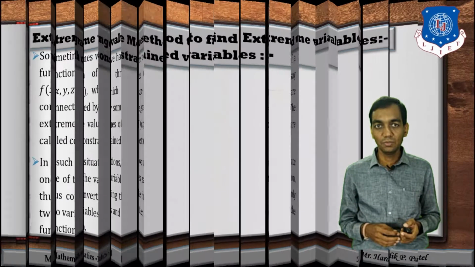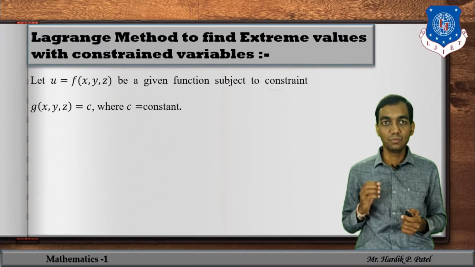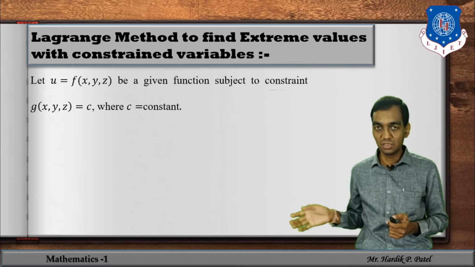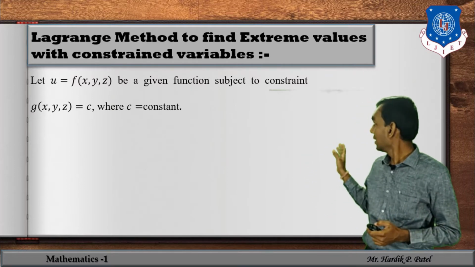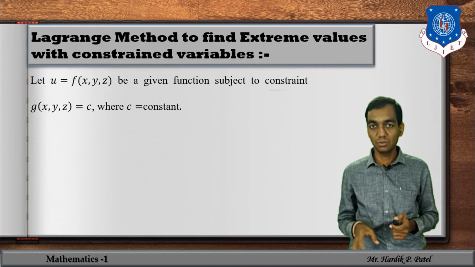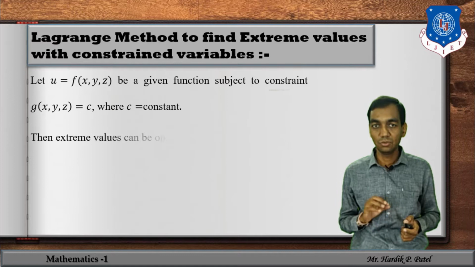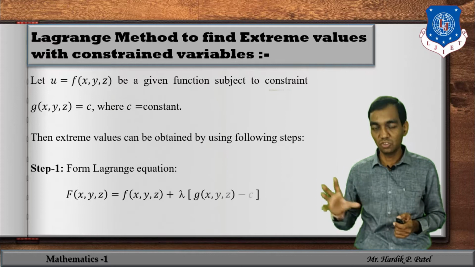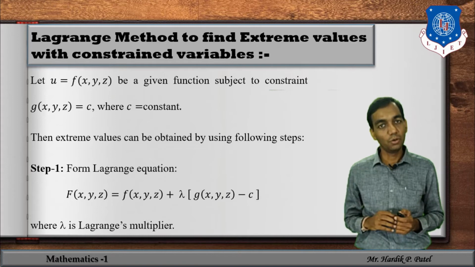But instead of that, we are going to apply Lagrange's method to find the extreme values with a constraint. So if u is a function of x, y, and z, given subject to the constraint g of x, y, z equal to c, where c is any constant, and we have to find the extreme values of the function with respect to the condition, then in that case we have to follow the following steps.